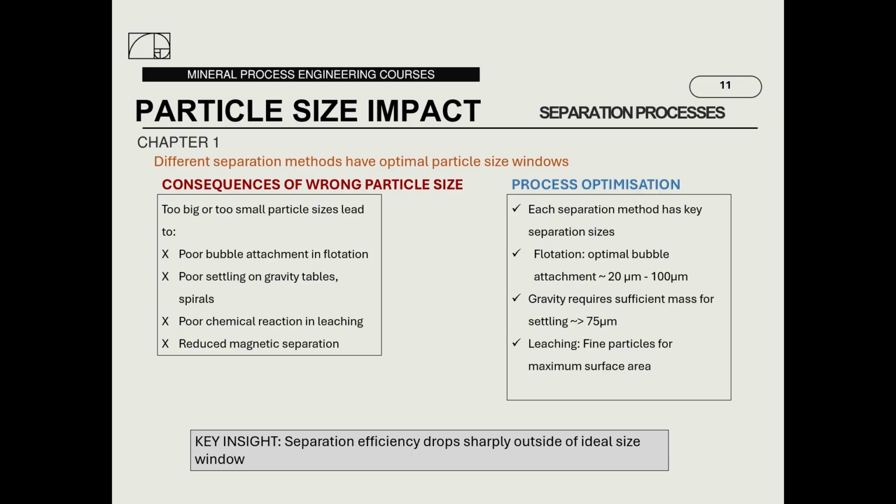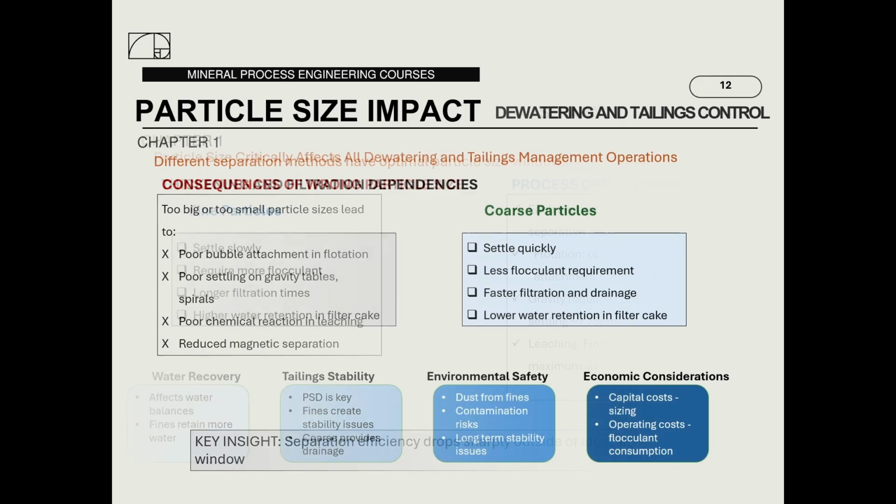For example, flotation requires particles between 20 and 100 microns for effective bubble attachment, while gravity separation needs particles larger than 75 microns for settling. Incorrect particle sizes reduce separation efficiency, leading to lower recovery rates. Understanding these size windows is crucial for process optimization and maximizing mineral recovery.